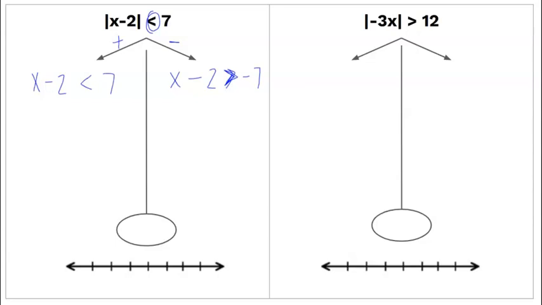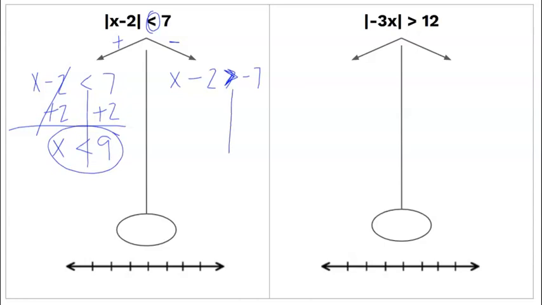So we still solve these like normal. Undo that minus 2 with a plus 2 on both sides. We get x is less than 7 plus 2 is 9. X is less than 9 is one of our answers. We do the same thing on the other side. We undo that minus 2 with a plus 2. And we get x is greater than negative 7 plus 2 is negative 5.